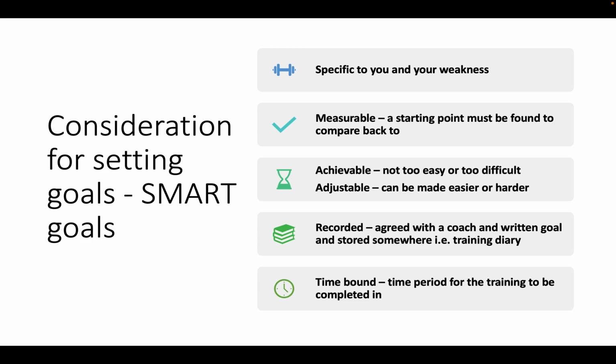And lastly, and this is probably the most important, our goals need to have a time period. What we mean by that is there needs to be a time scale so that in a few weeks' time, or in 10 weeks' time, or in 2 weeks' time, we can look back at our training diary and see, have we met these targets?